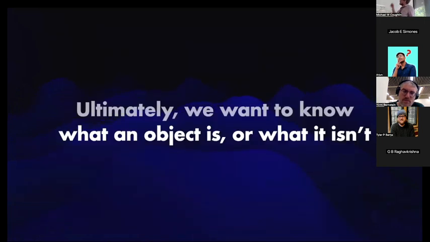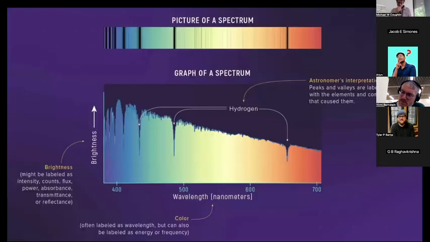And so broadly speaking, we want to know what an object is or what it isn't, right? This is the classification part. And so we'll be talking more about spectra tomorrow.